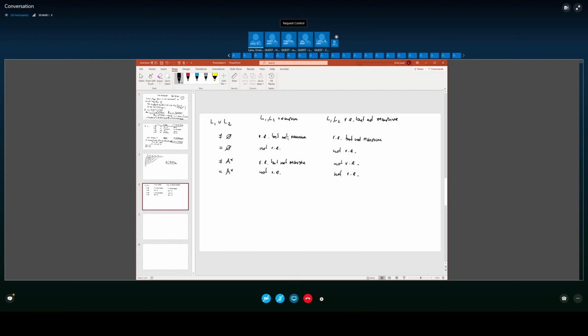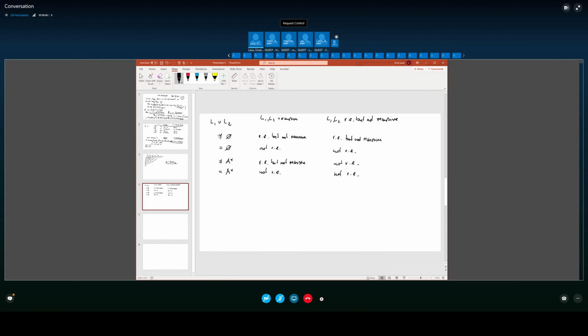And depending on what kind of properties you have for the languages, in this case, if both of them are recursive, then you get those answers. Not empty is RE, but not recursive. Empty is not RE. Not everything is RE, but not recursive. Everything is not RE.